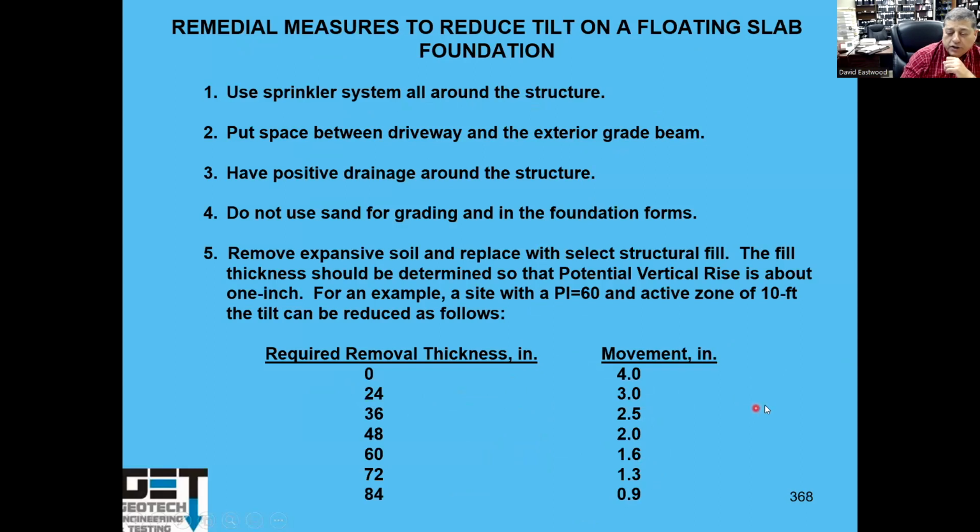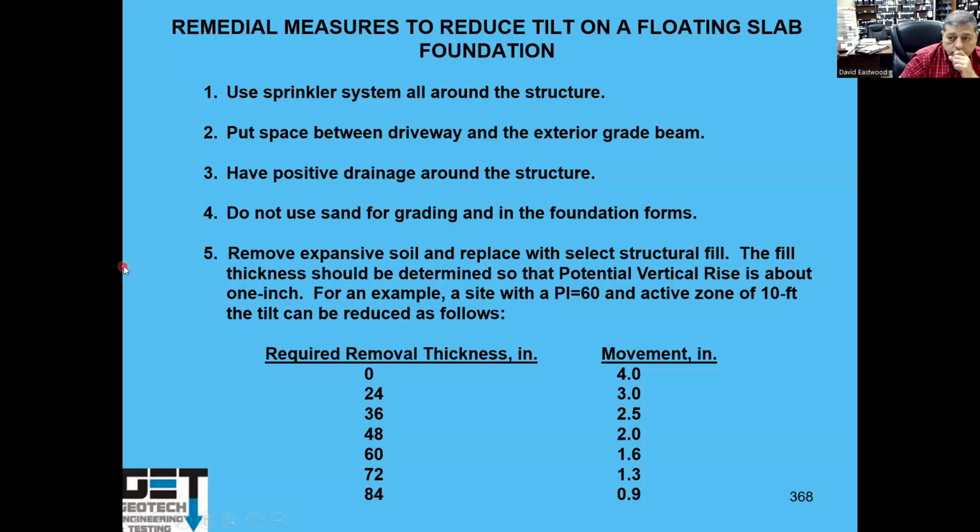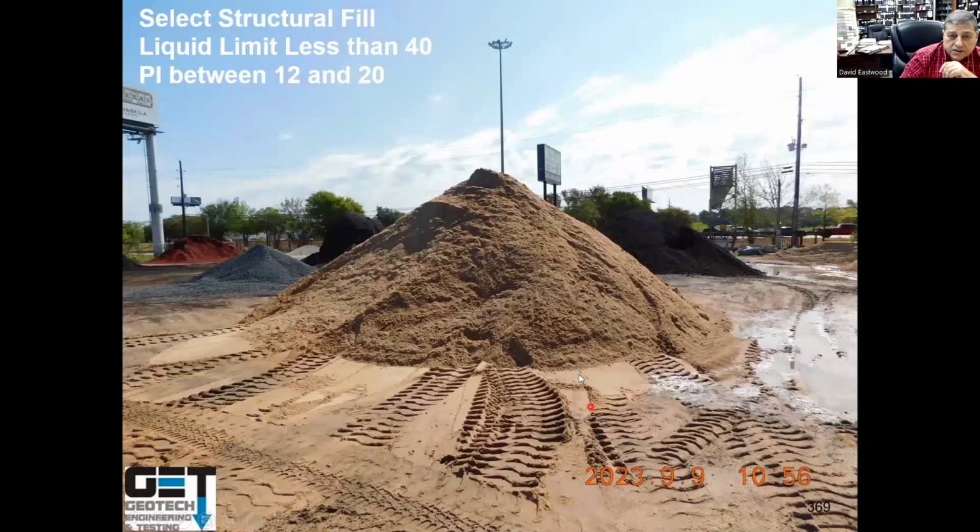Some remedial measures, if you got a floating slab foundation and you don't want it to move: you can use a sprinkler system all around it, so you have uniform moisture and it doesn't move. Plus, place space between the driveway and exterior beams. Have positive drainage. Do not use sand in your foundation system in the forms. You can remove the expansive soils and place non-expansive soils, which is expensive. Nobody does that. So if you got a soil with PI of 60, an active movement zone of 10 feet, you need to move 7 feet of soil for it to get the PVR to about 1 inch. This is select fill that you can put under the slab to make it not move as much. Select fill has got a liquid limit less than 40, PI between 12 and 20.